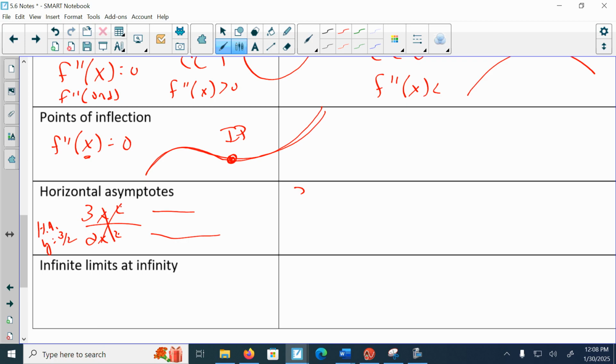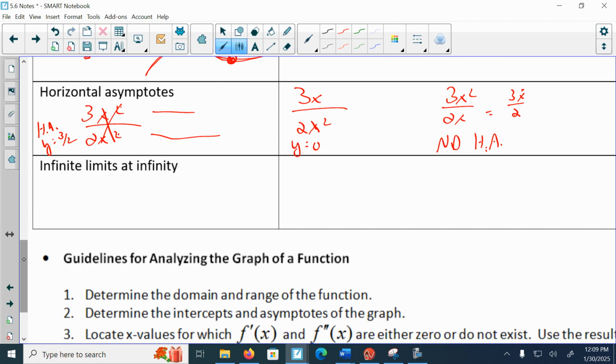If I have 3x over 2x squared, where the degree of the numerator is less than the degree of the denominator, then your horizontal asymptote is y equals 0. If I had 3x squared over 2x, and I simplify that, I would end up with 3x over 2. Now I have a higher degree in the numerator than in the denominator, so there is no horizontal asymptote. And remember, slant asymptotes occur when you're one degree higher in the numerator. We did this in 5.5.